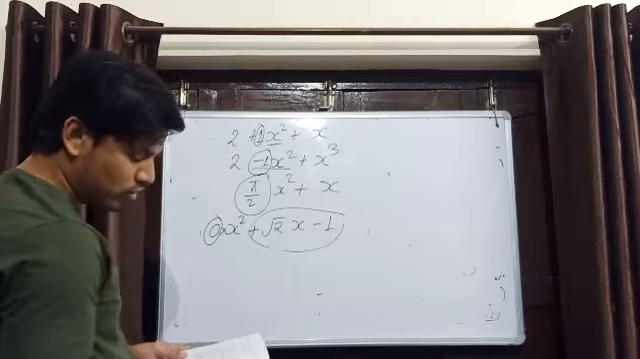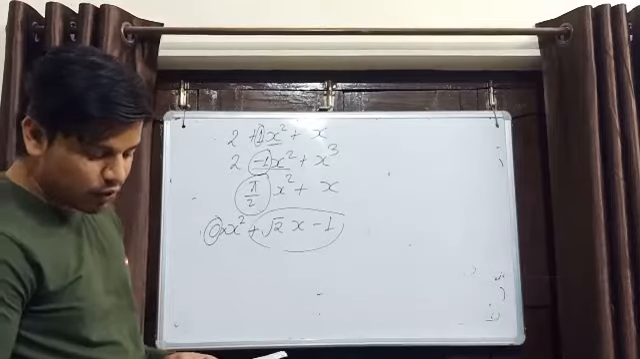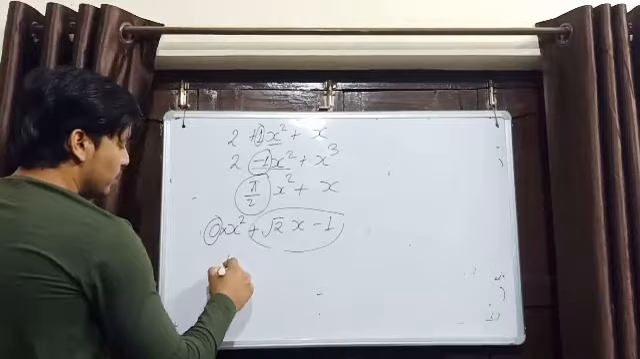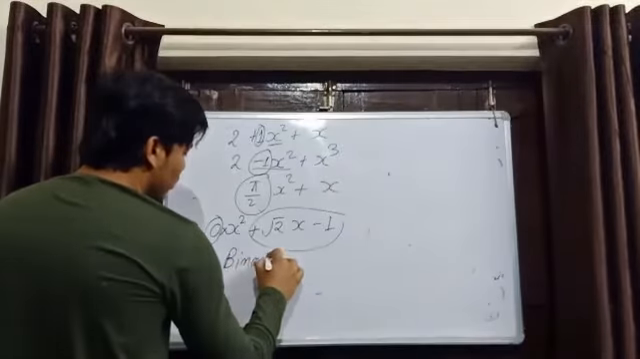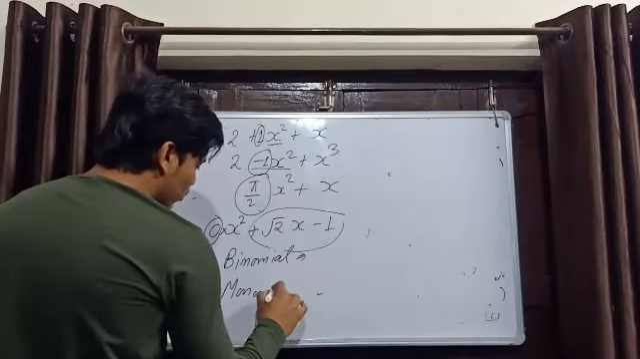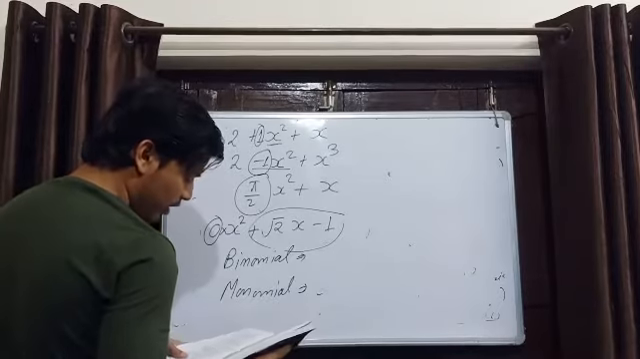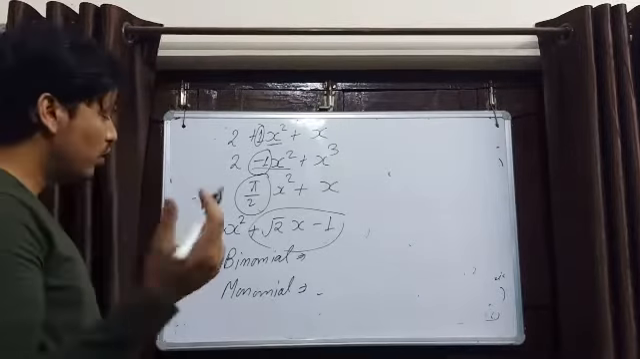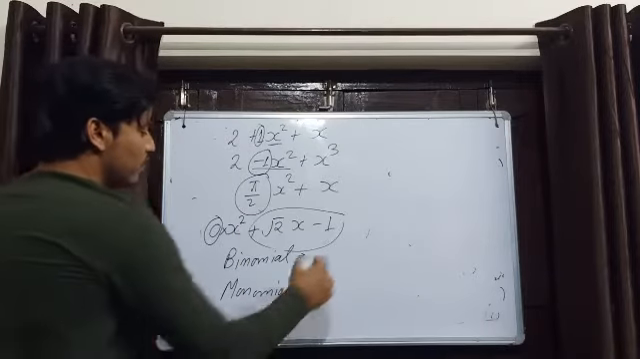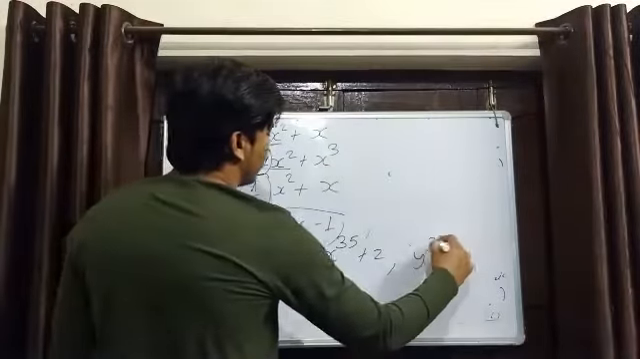Question number 3: give one example each of a binomial of degree 35 and a monomial of degree 100. For a binomial of degree 35, you can write x to the power 35 plus 2, or y to the power 35 plus 5.